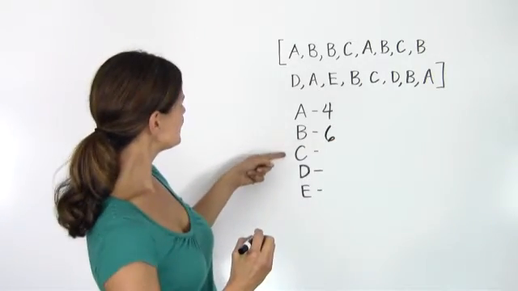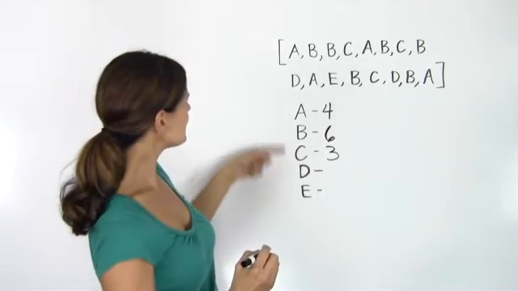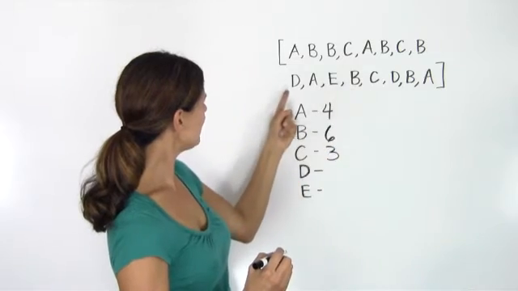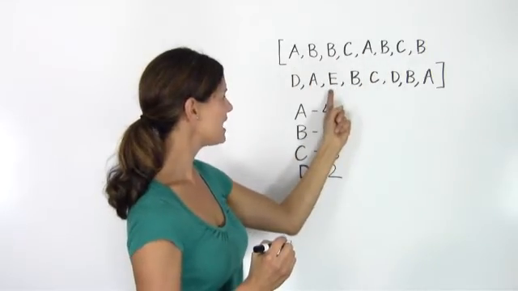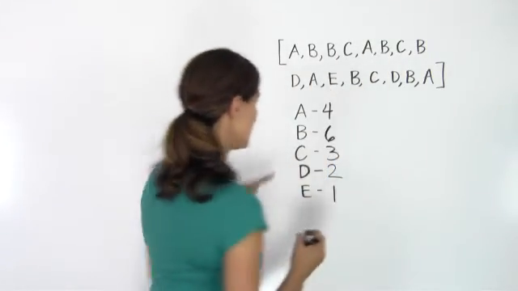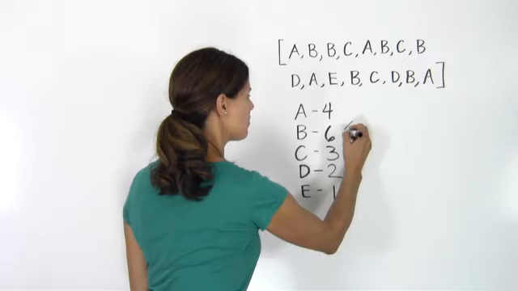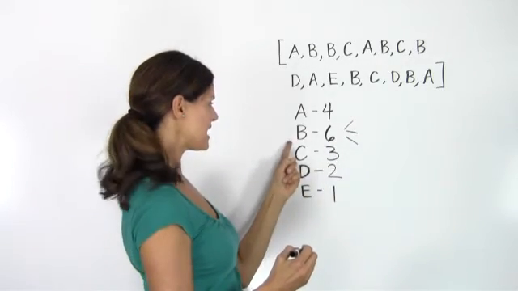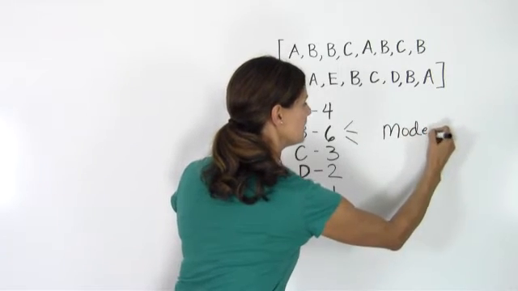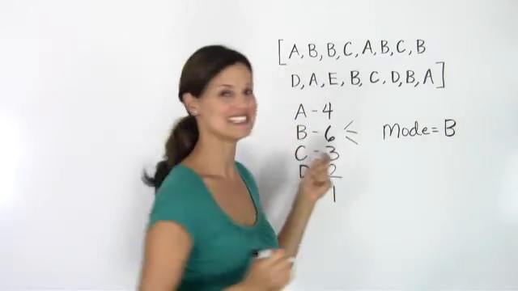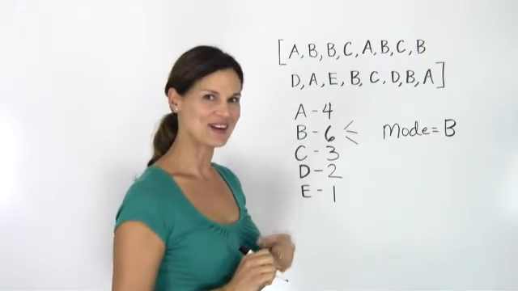6 B's. How many C's can I find? 1, 2, 3 C's. How about the D's? Oh, none on top there. 1 D, 2 D's. And E's, I only see 1 E in my whole set. So to find the mode, I look at how many occurrences there are, and I find the one with the most occurrences is B, is 6 times in my set. And so my mode is B. This is a good example of a time when my answer is not a number, but a letter.